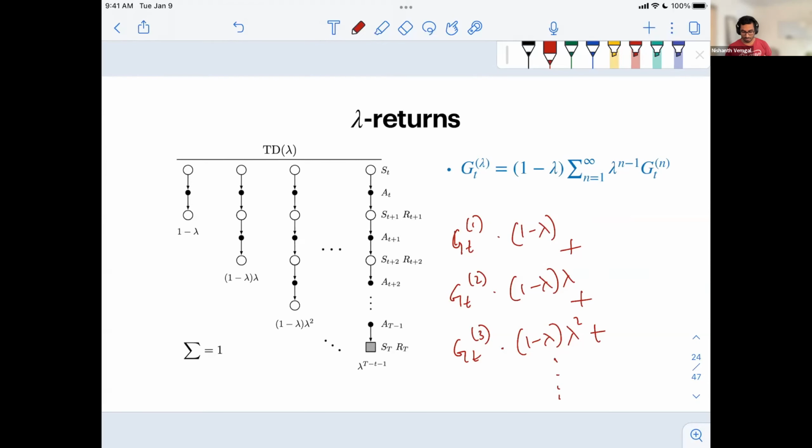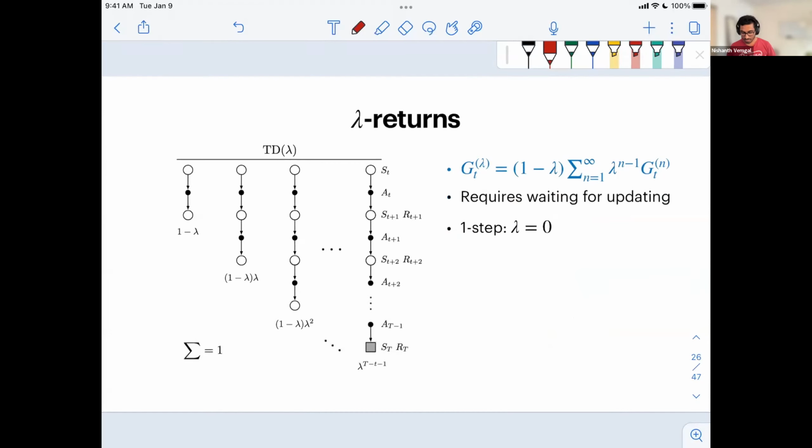So if lambda is 0, you fall back to the case where you have only a one time step target. And if your lambda is 1, you have a Monte Carlo target, so you're collecting all the rewards before you compute the target. Like n-step returns, even lambda returns require waiting, because to compute the target you'll have to wait until you have observed all the rewards and all the states.